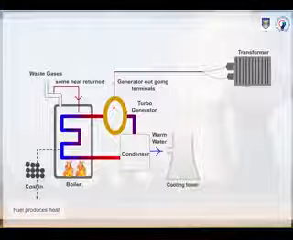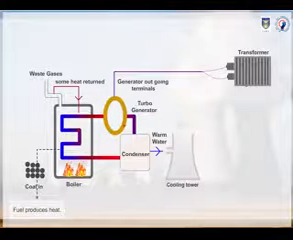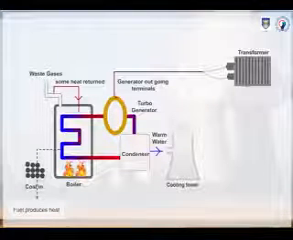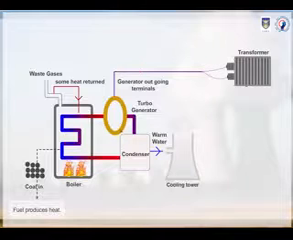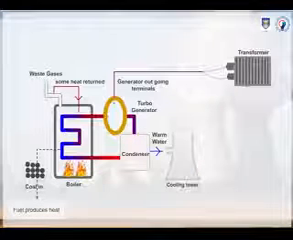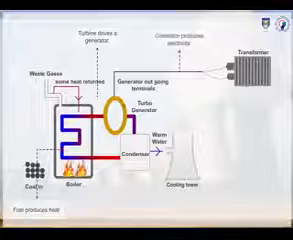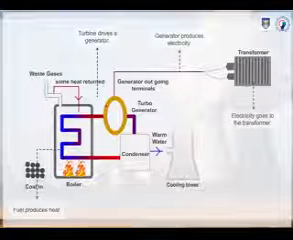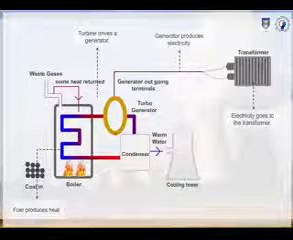Fossil fuel like coal, gas, oil or diesel, when burnt, produces heat. This heat is used to boil water to produce steam. This steam turns a turbine. The turbine drives a generator which produces electricity. This electricity is passed through transformers to produce electric power of the desired voltage.